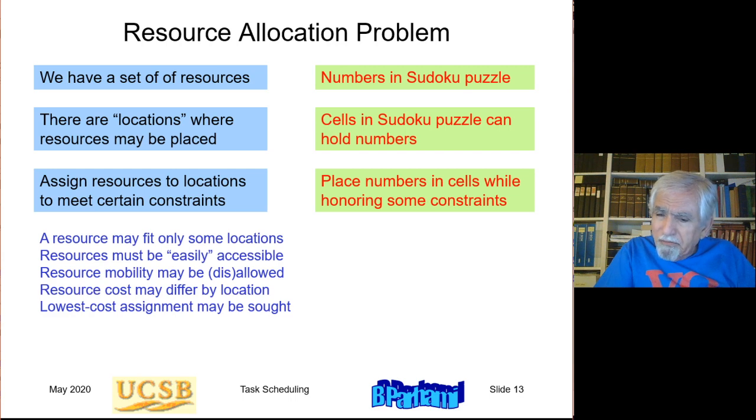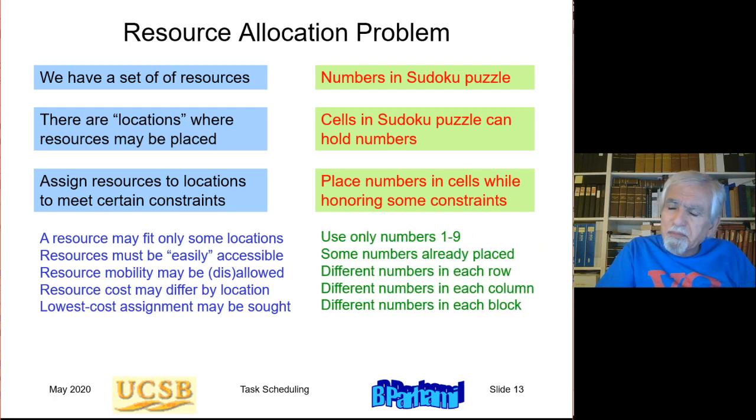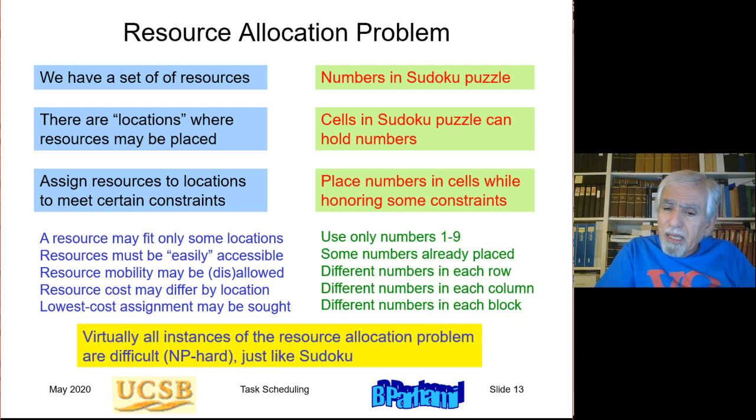Resource cost may differ by location. It may cost different amounts of money to build a police station in various locations. For example, land prices are different. Construction prices are different in those locations. And we may seek the lowest cost assignment. Again, virtually all instances of the resource allocation problem are difficult or NP hard, just like Sudoku.